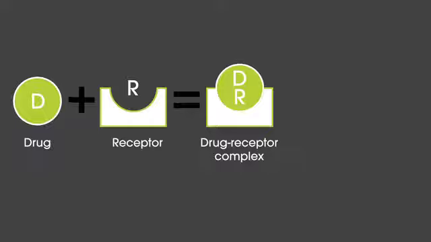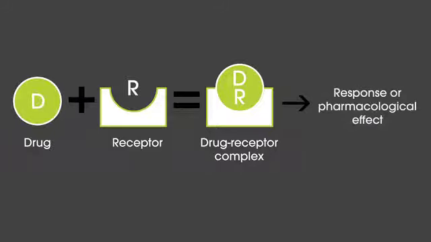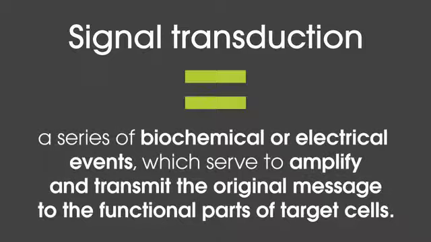Once the drug-receptor complex has formed, a series of biochemical or electrical events is set in motion. The initial events serve to amplify and transmit the original message to the functional parts of target cells. This is known as signal transduction. The process of signal transduction may take place either through direct influencing of membrane permeability, that is the opening of ion channels, or through a G-protein coupled or other transmembrane signaling process. The subsequent events allow for the biological effects seen in target tissues and body fluids.